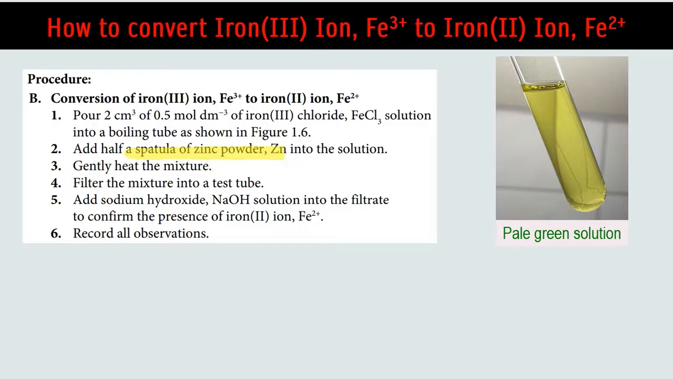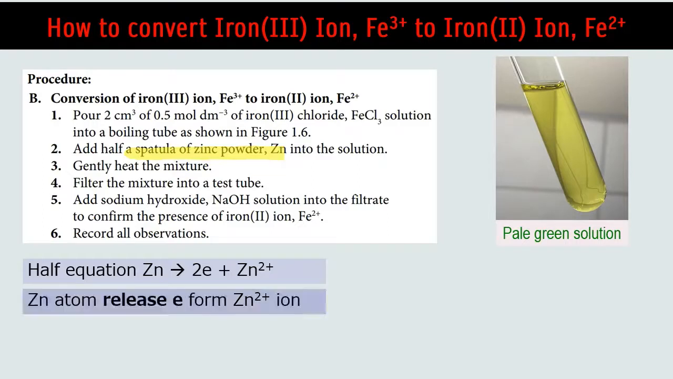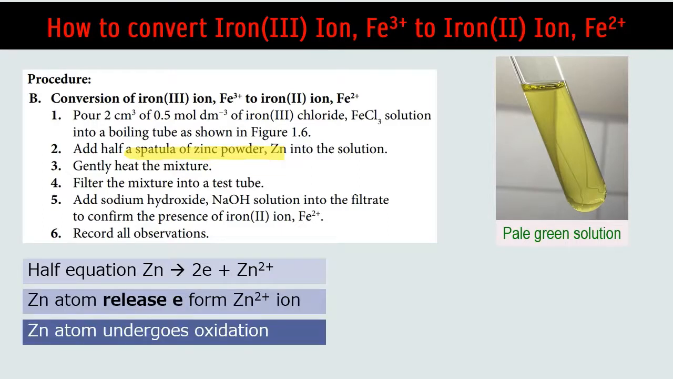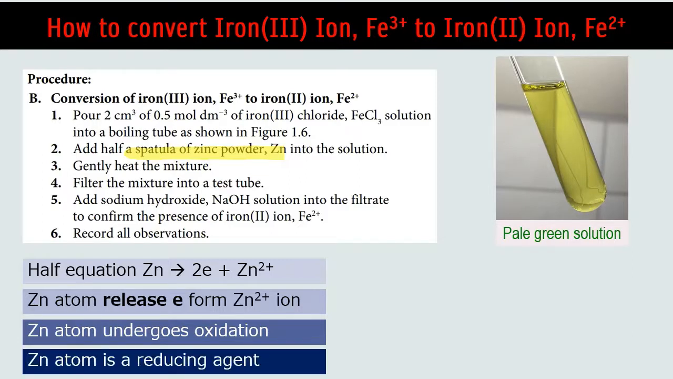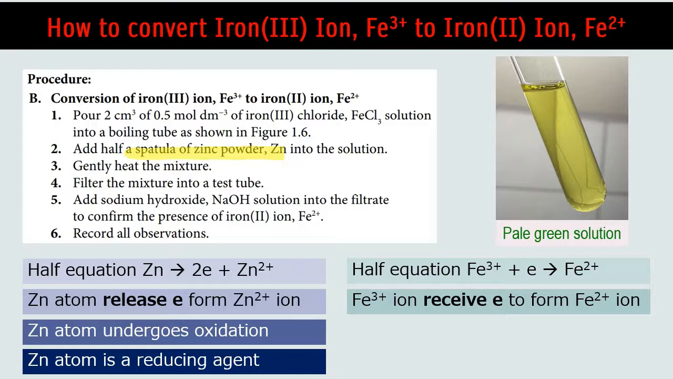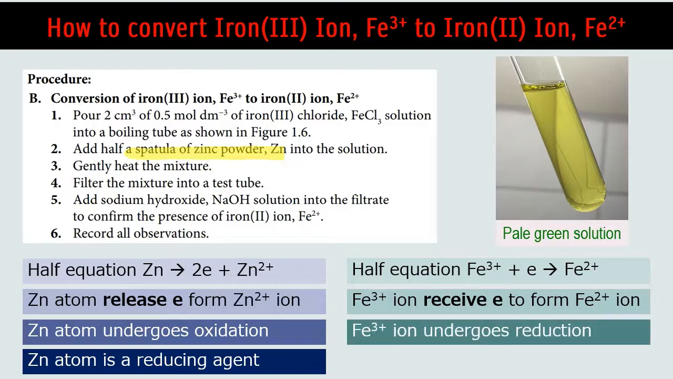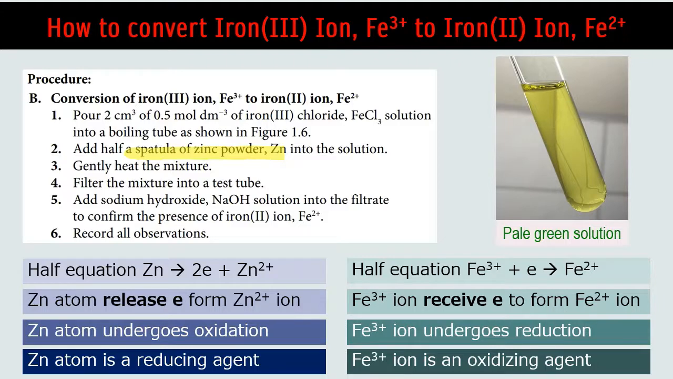What are the reactions that occur? We know that the zinc powder, which contains zinc atoms, has released electrons to form zinc ions. Zinc atom undergoes oxidation. Zinc atom is said to be a reducing agent. On the other hand, the iron 3 ion, which is the brown solution, has received the electron to form iron 2 ion. Iron 3 ion is said to undergo reduction reaction, and it is also an oxidizing agent.